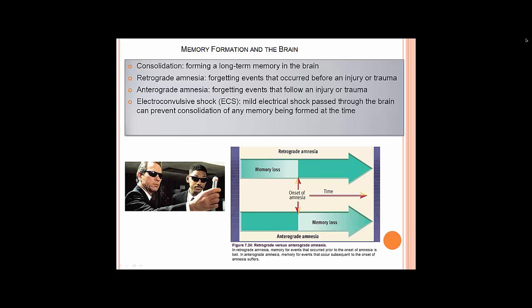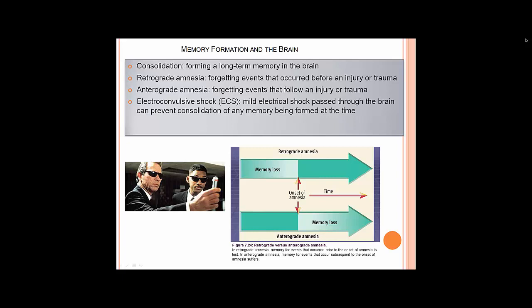Retrograde amnesia is forgetting events that occurred before an injury or a trauma. Or in other words, let's say all of a sudden, boom, you have an accident. Your head hits the steering wheel, but you're still conscious. Somebody says, well, what happened? And all of a sudden you don't remember what happened. Or you might have anterograde amnesia, and I think both cases would require a trip to the hospital. However, anterograde is forgetting events that follow an amnesia or trauma, especially if you've got that accident and all of a sudden you don't remember who you are, which would be anterograde amnesia.